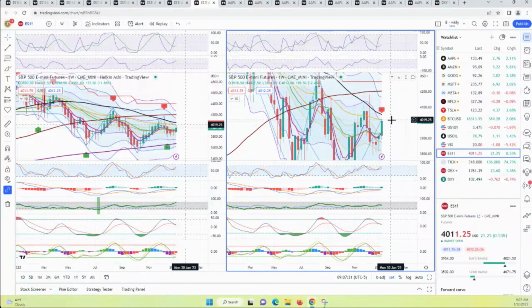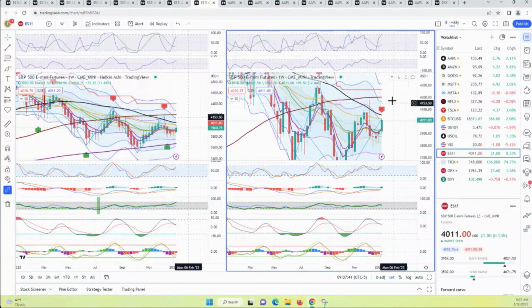There's a 4020, 4022 area that clears. We're looking at the 4050 area, 4050, 4055. That clears, very likely push all the way up into 4170. And this area, 4200, this is still the target.